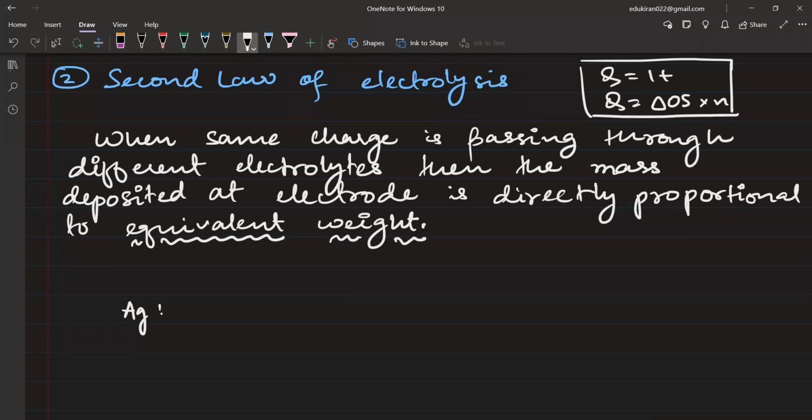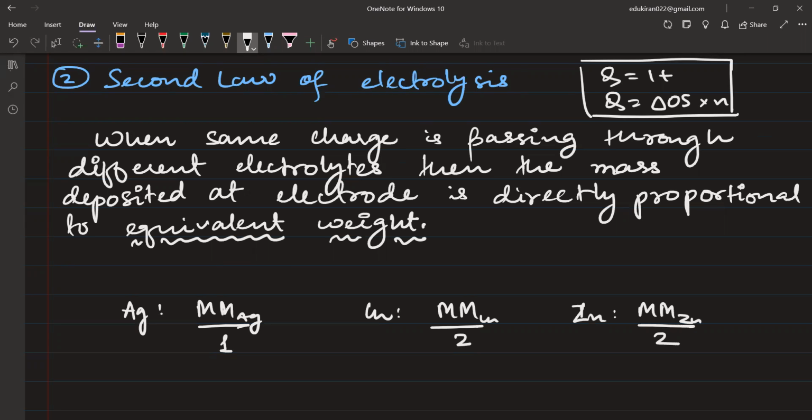Ag's equivalent weight will be the molar mass of Ag divided by 1, because its Van 't Hoff factor is such that Ag can give 1 electron. But if we talk about copper, how much will be deposited here, it will be the molar mass of copper divided by 2, because here copper has the Van 't Hoff factor of 2. Similarly, if I talk about zinc, you will get molar mass of zinc divided by 2.